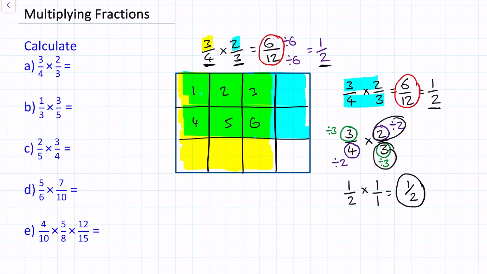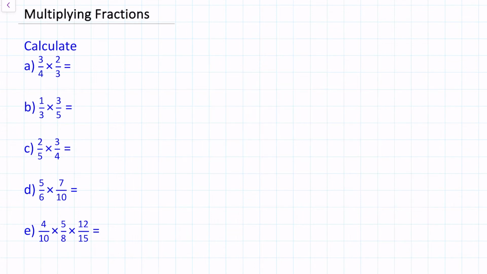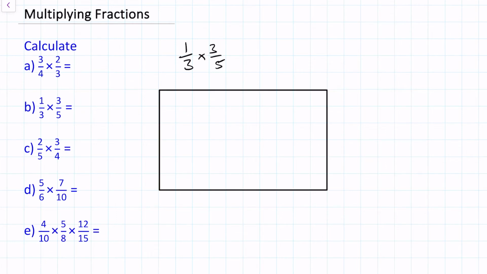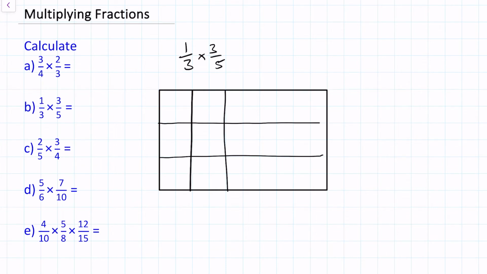Okay, let's move on to another question. So in question B, we're going to work out 1/3 multiplied by 3/5. And again, we're going to use all 3 methods. So I'll start by drawing the rectangle. So I'll begin by splitting the length up into 3 parts. So we have 1, 2, and 3, and the width up into 5 parts. So 1, 2, 3, 4, 5.